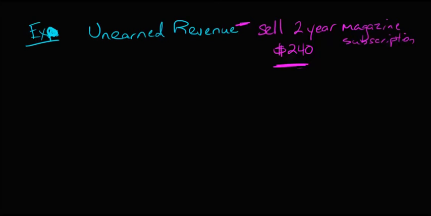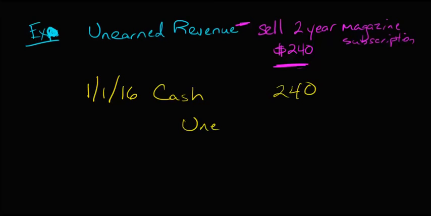So now we need to make an entry to reflect this, and then I'll show you what the adjusting entry would be as time goes on. Let's say that January 1st, 2016 is when you sell this subscription. So you're getting cash of $240, that's pretty simple to figure out. And then we're going to match that with this unearned revenue. That's going to make this unearned revenue balance $240. It's not earned yet because you haven't delivered the magazines yet.